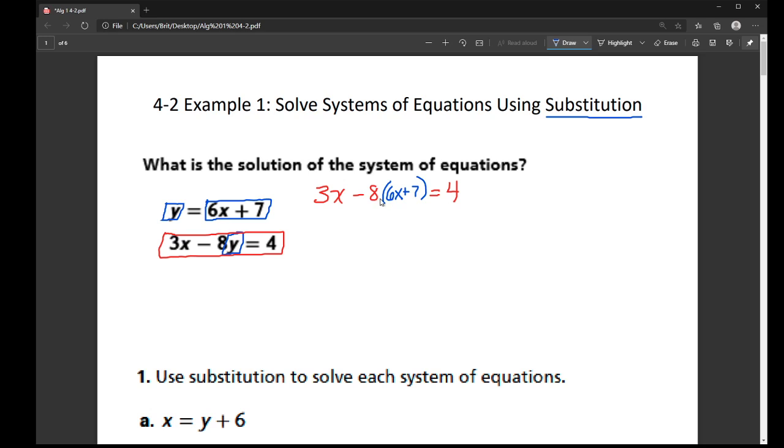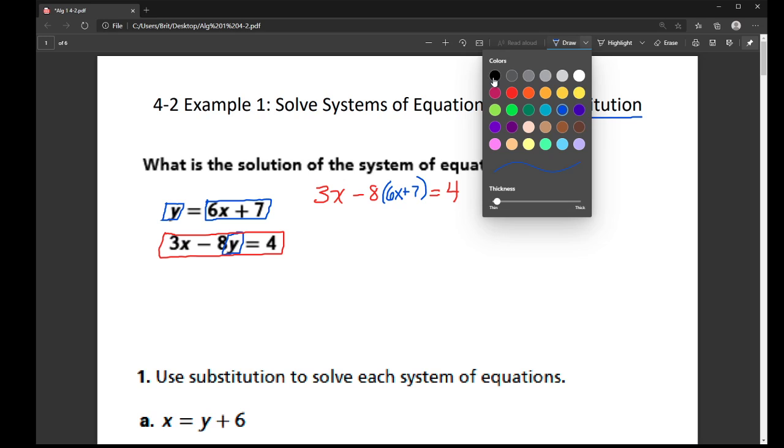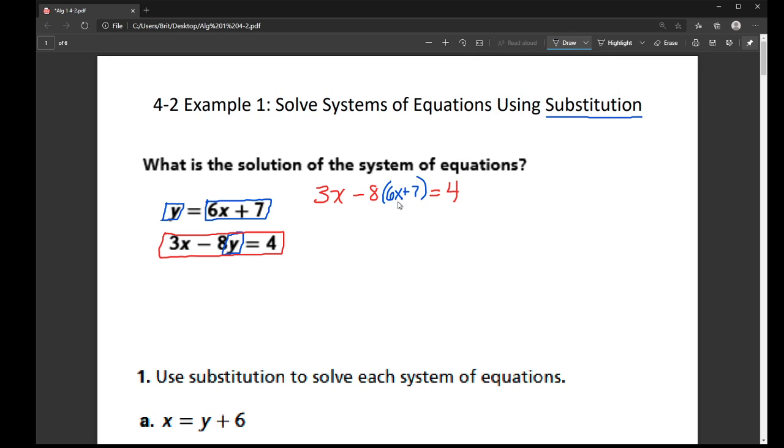Now it is important to note, whenever you do substitute, you must use parentheses around the term, because otherwise I would just be multiplying the 8 times the 6x, but the 8 needs to be times that 7 as well. So make sure that you're using parentheses. Now that we've done that, I'm going to distribute the 8 to each term here. So negative 8 times 6x is negative 48x, and negative 8 times 7 is negative 56.